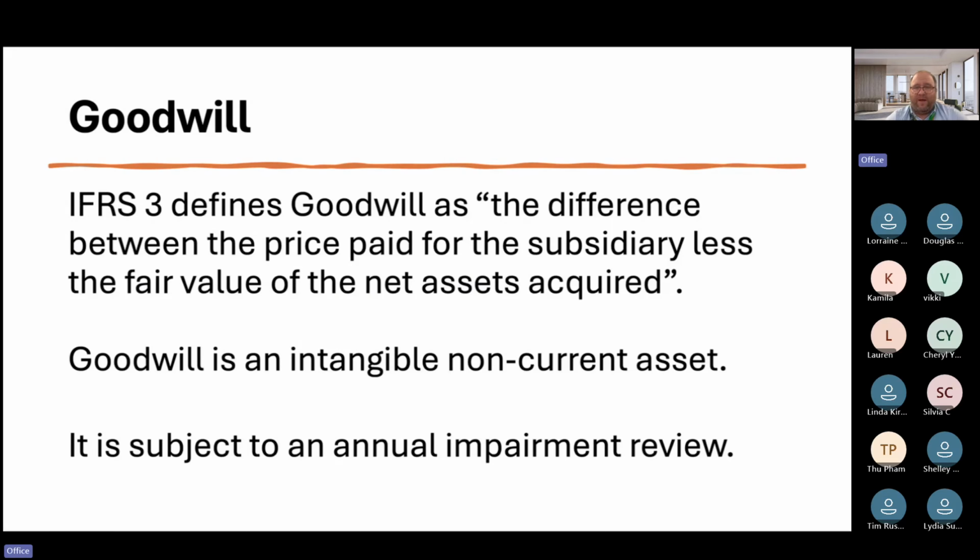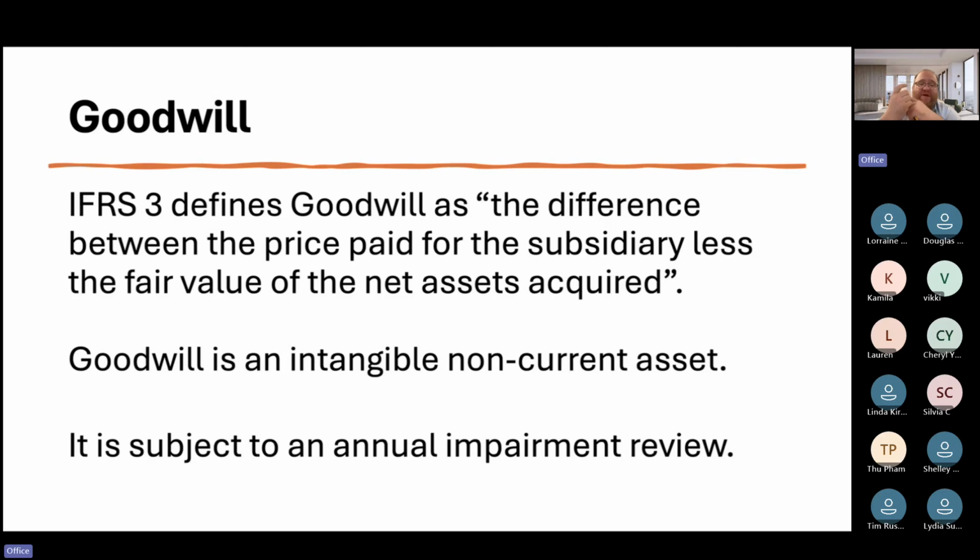So I mentioned we're going to talk a little bit about goodwill. So what is goodwill? So that standard again, IFRS 3, which talks about business combinations, defines goodwill as being the difference between the price paid for the subsidiary less the fair value of the net assets acquired. So net assets is a fancy way of saying assets minus liabilities. So what's the surplus of assets over liabilities? So take the value of all assets, take off the value of all liabilities, what you got left? Net assets. So it's saying what's the fair value of that?